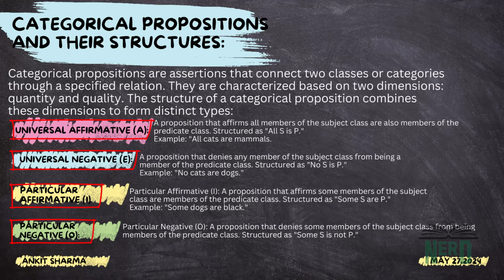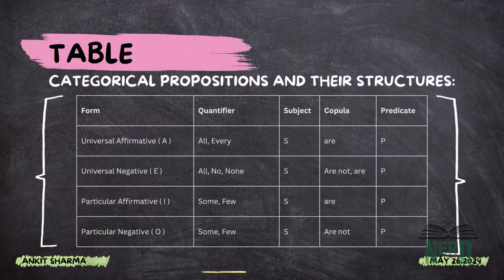Affirmative or positive asserts a relationship or overlap between the classes. Then we have negative, which denies a relationship or overlap between the classes. To understand better, please look at the table. You can take a picture of it, or just pause the video and draw this in your notebook.